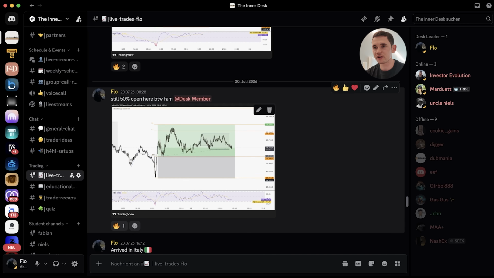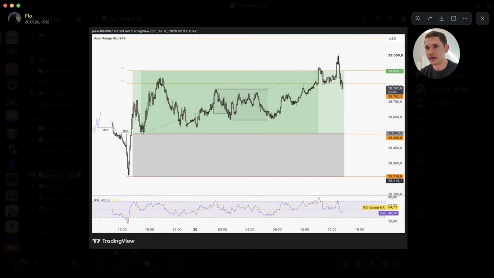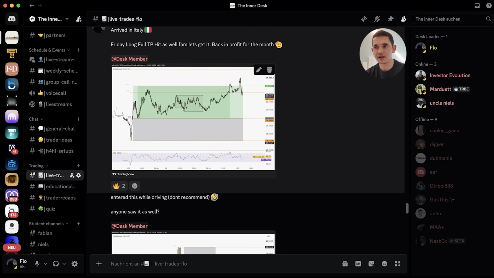And on Monday, still 50% were open. We didn't get stopped on break-even, as you can see, and then we hit the full take profit target when I arrived here. I'm in Italy currently, guys, for the week. That was the 5th win in this trading streak.